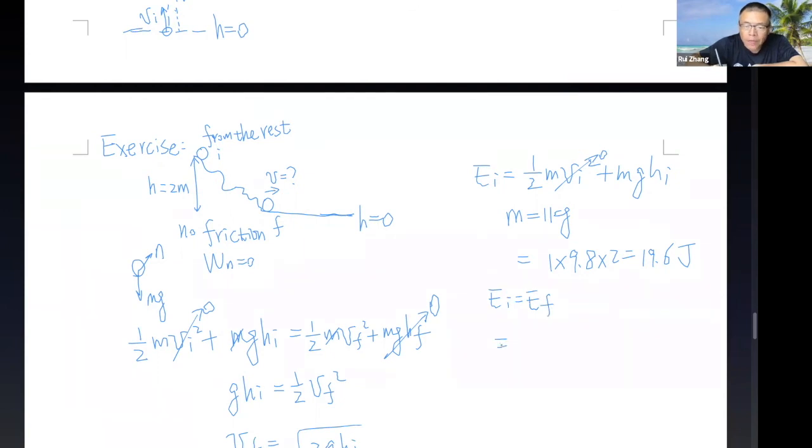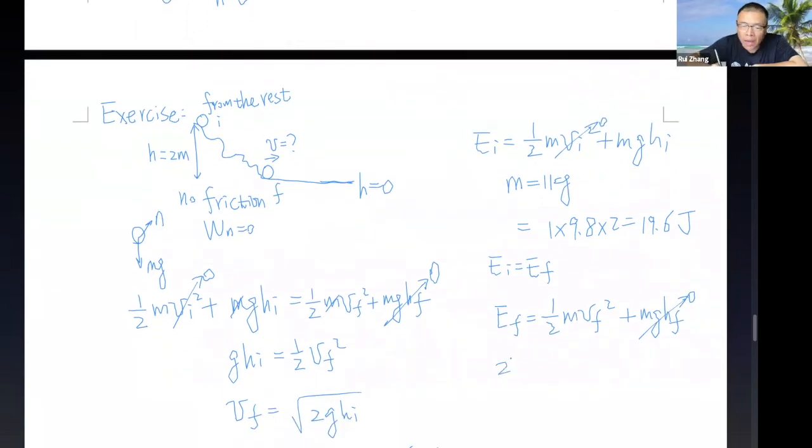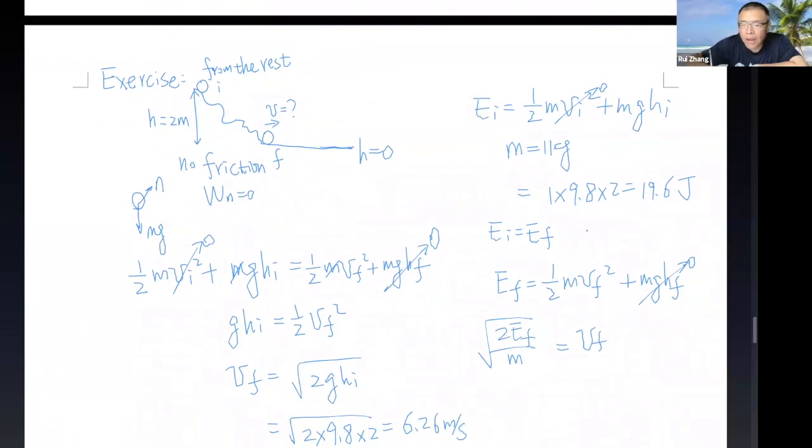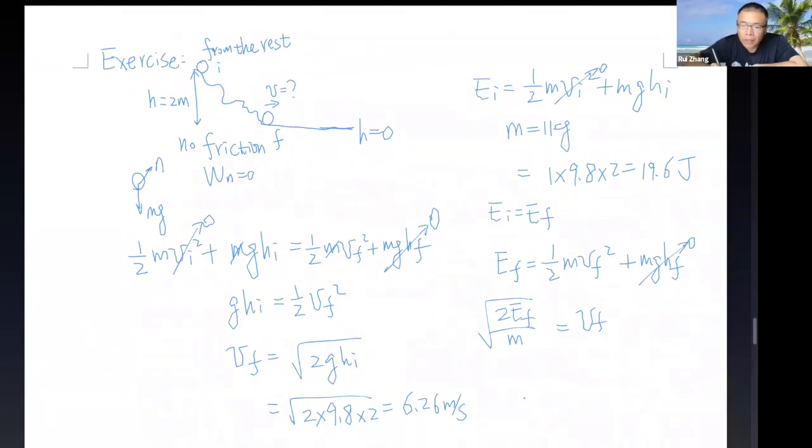And then what do you have for the final energy? You have these two terms, but h_f is 0 here, so this is 0. So from there, you can solve for v_f. It's going to be the square root of 2 E_f over m, okay? That equals v_f. You can plug in the numbers you have for E_f, and again use 1 for your mass. As you can see here, this is nothing but this, right? The same thing. So in the end, you got the same answer, 6.26 meters per second, okay?